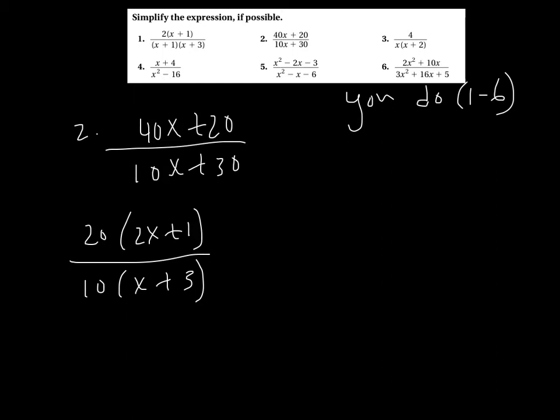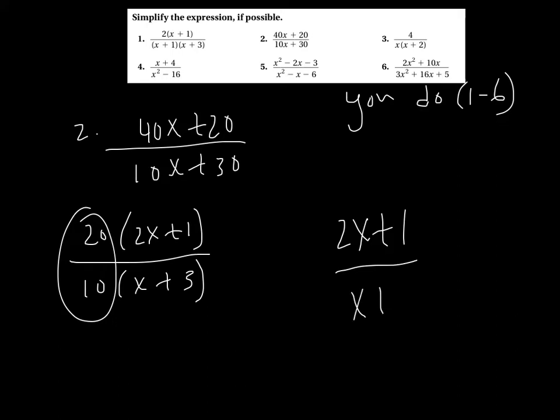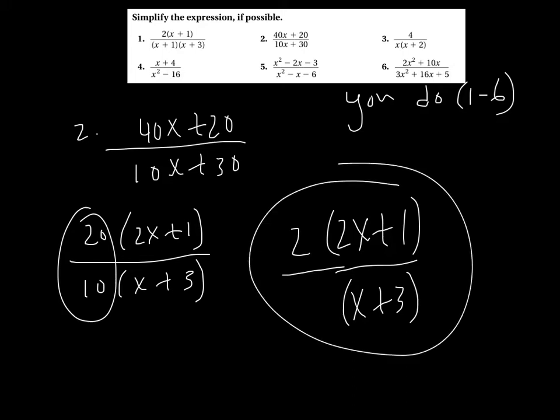And I have no major common pieces here. I guess we're going to look at this 10 and 20. But as far as the 2x plus 1 and the x plus 3, there's not much I can do there. So that's going to stay, and I'm going to keep them in parentheses. The 20 divided by 10, of course, is a 2. So not real exciting for this one, not a lot canceled out, but something did, and that's the key. You do the rest, check in with me next class.